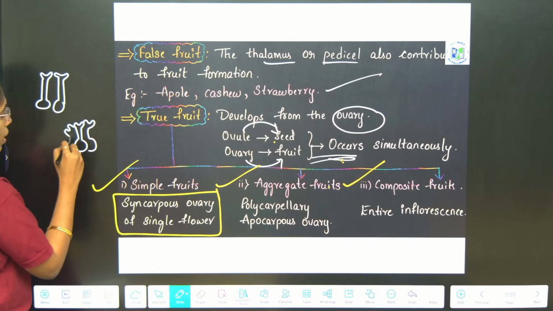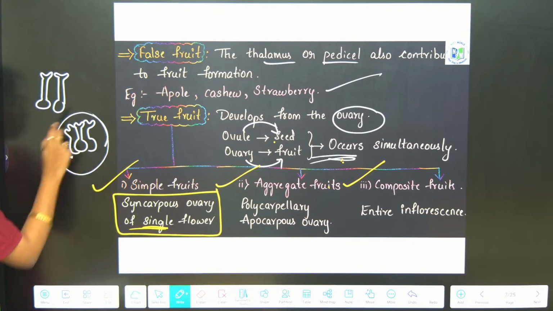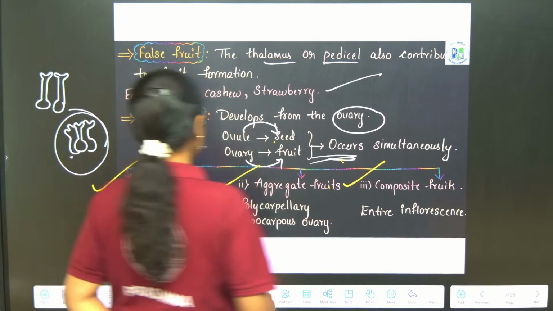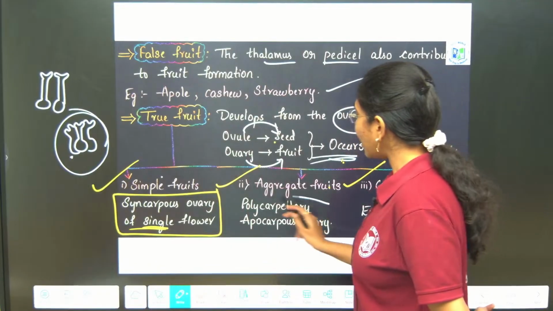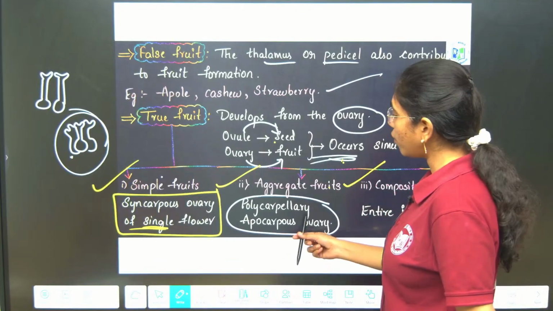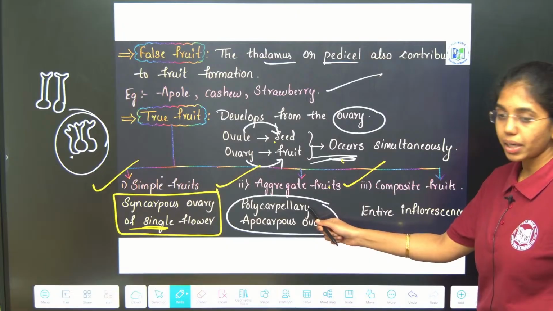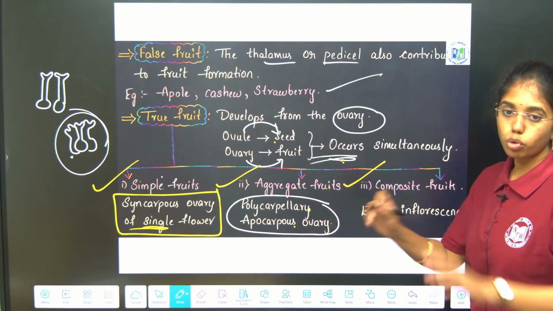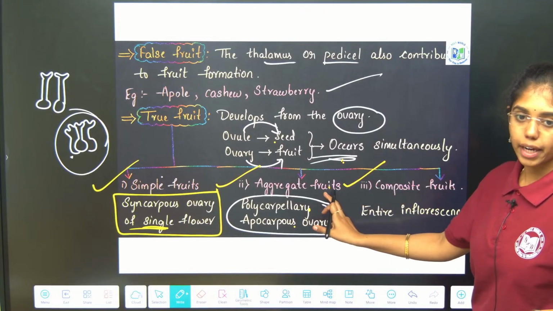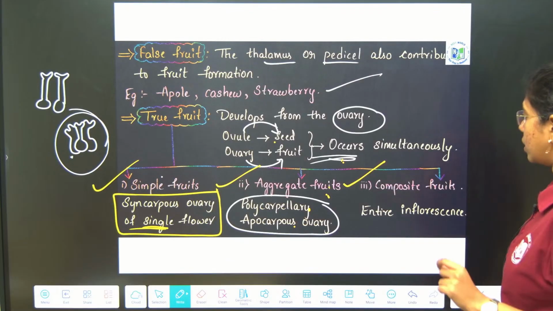As such, one complete syncarpous ovary of a single flower turning into fruit is called what? Simple fruit. Okay. What are aggregate fruits? They are formed from a polycarpellary apocarpous ovary, which has multiple carpels that are free. That completely turns into fruit. Aggregate fruit, the best example is Annona squamosa, sitafal, that you eat this season especially.